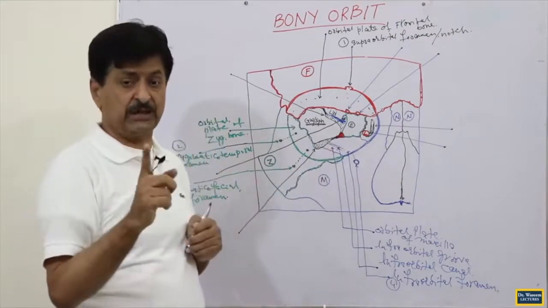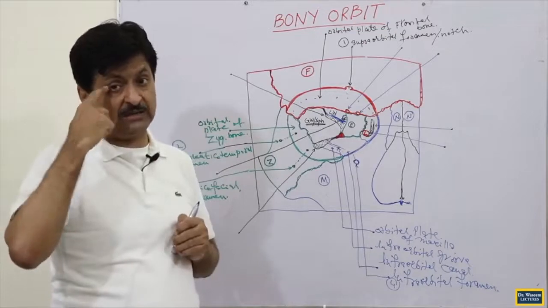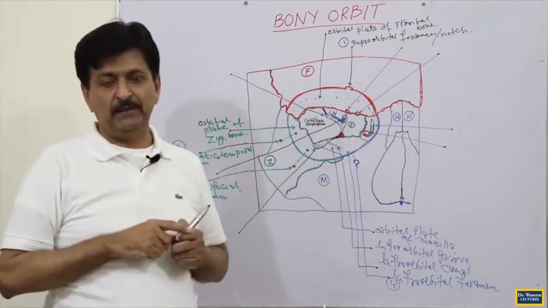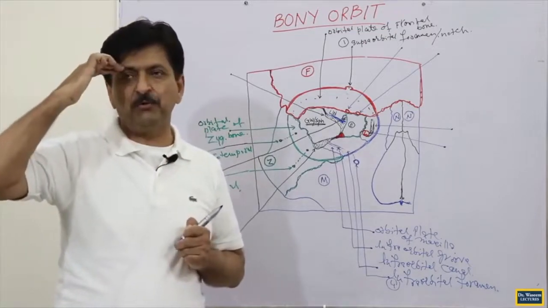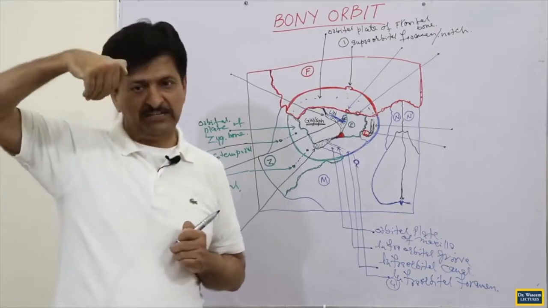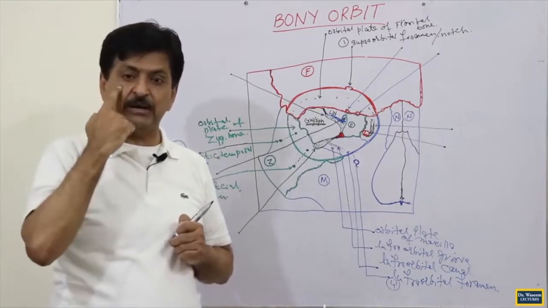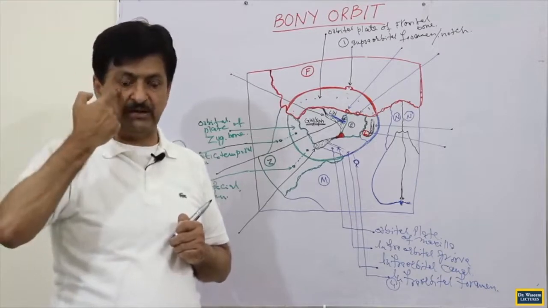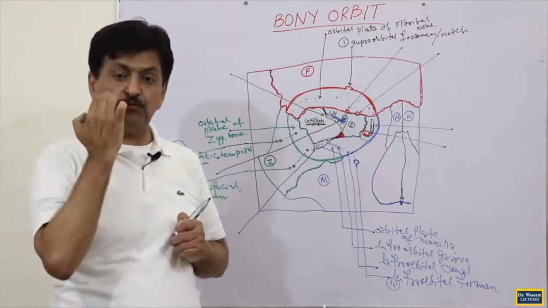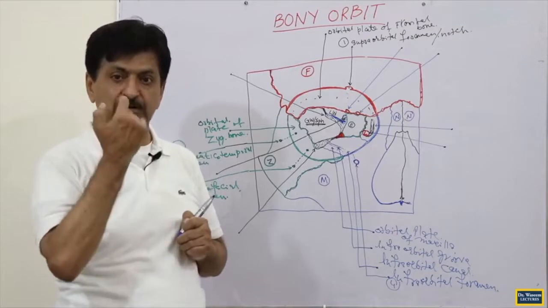This time, for the first time, the bone forming the margin is not forming the wall also. Usually, the frontal bone forming the superior orbital margin bends inside to form the roof. On the lateral side, the zygomatic bone forming the lateral orbital margin bends inside to form the lateral wall. The maxilla also forms the inferior orbital margin and bends inside to form the floor.